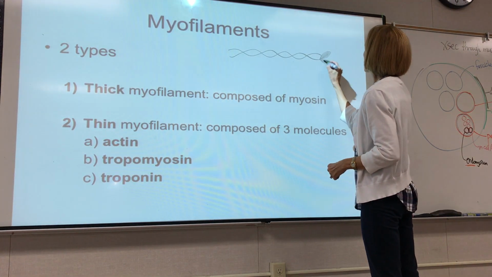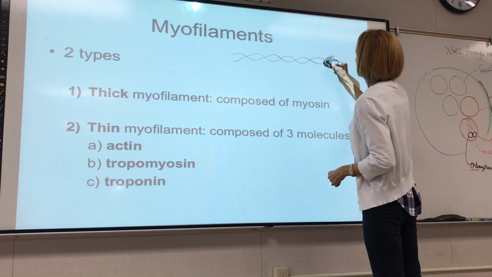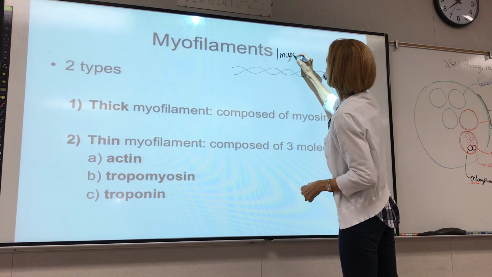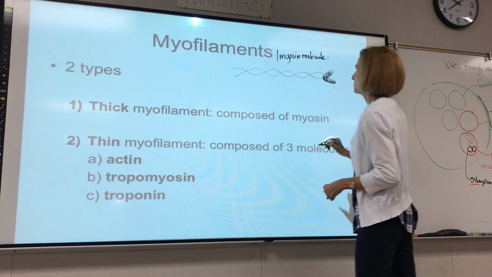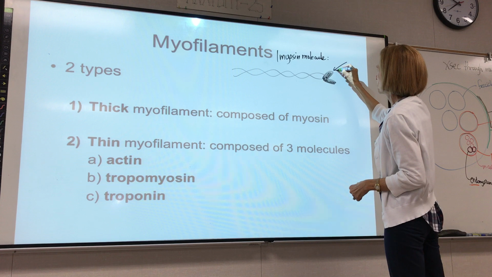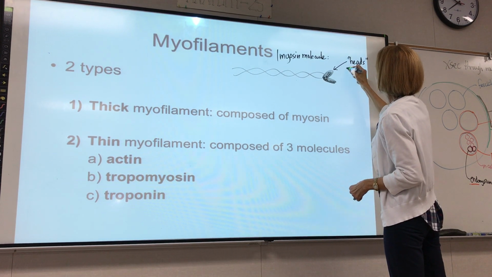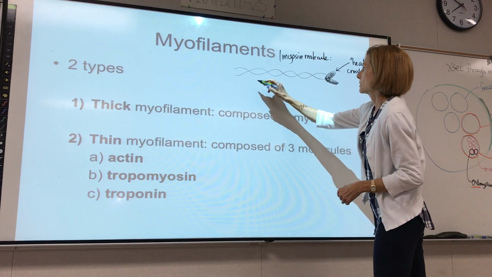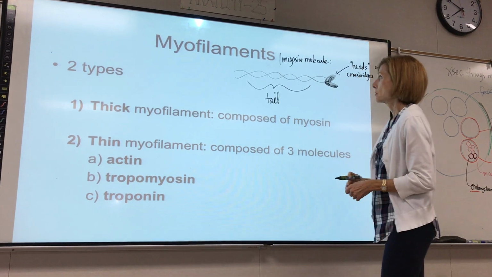Okay, so this is one myosin molecule. And again, the thick filament would be millions of these myosin molecules. These are the heads, also called cross bridges. And this is the tail of this myosin molecule.